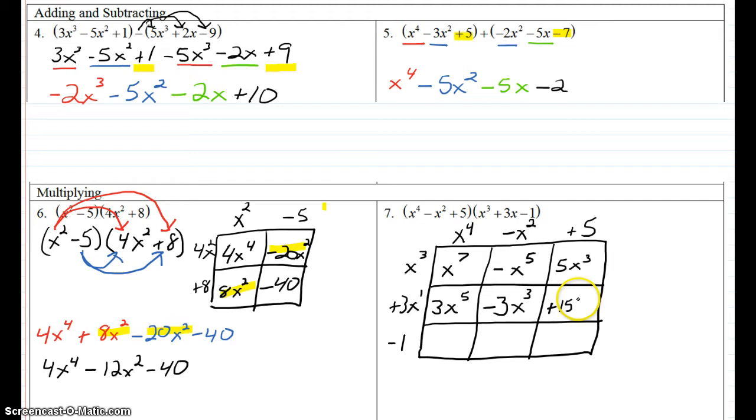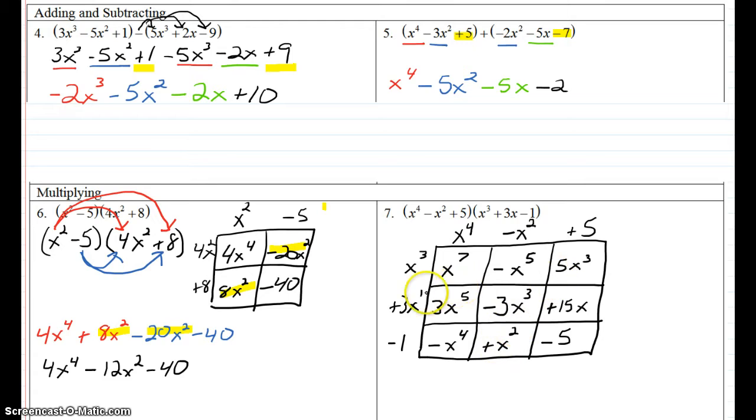and with 1x. And negative 1 times x to the 4th gives us a negative x to the 4th. A negative times a negative gives us a positive x squared. And the negative 1 times positive 5 gives us a negative 5.